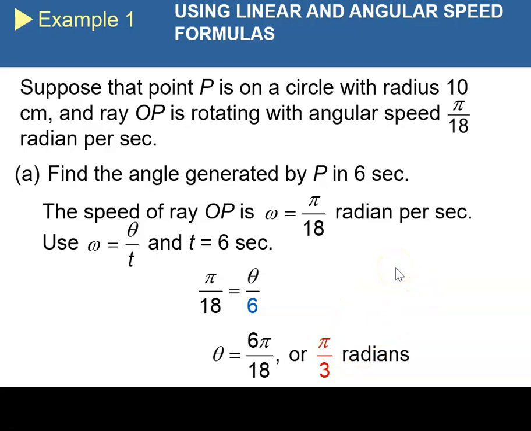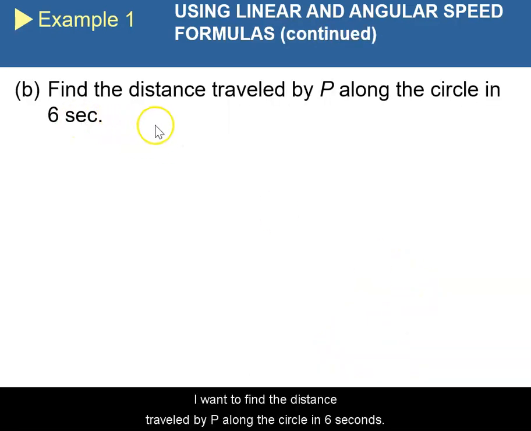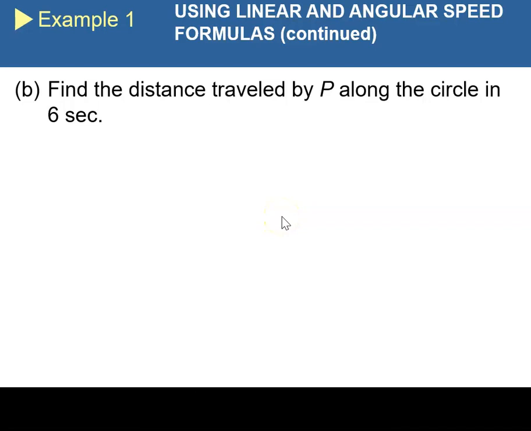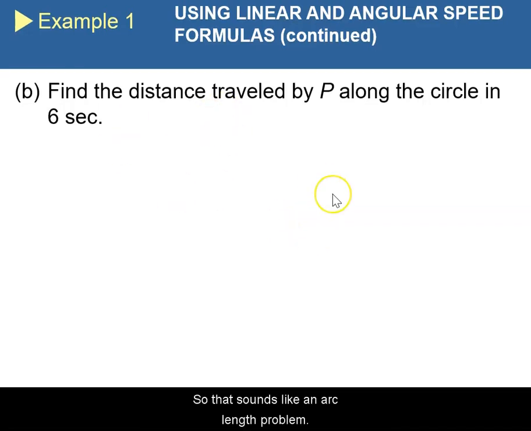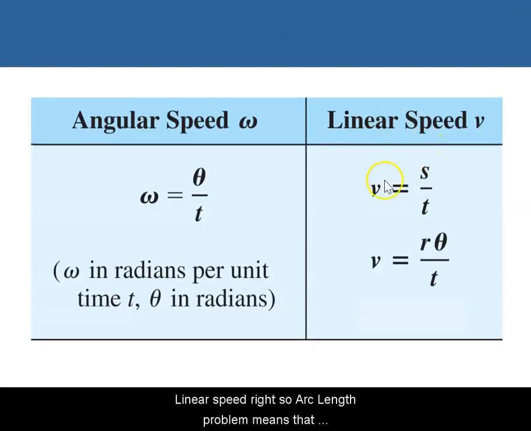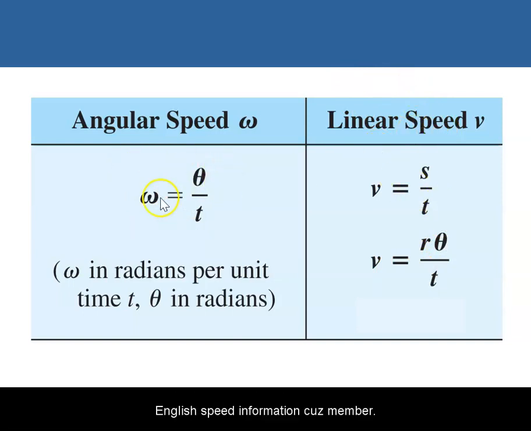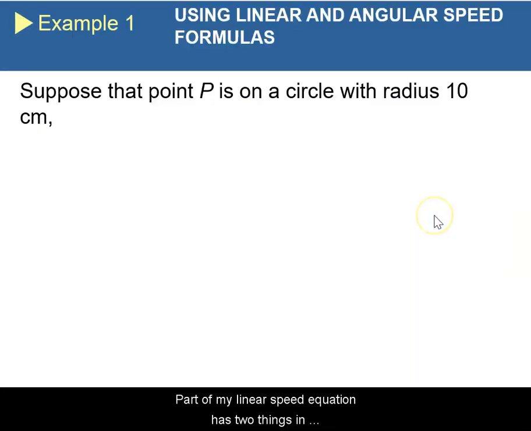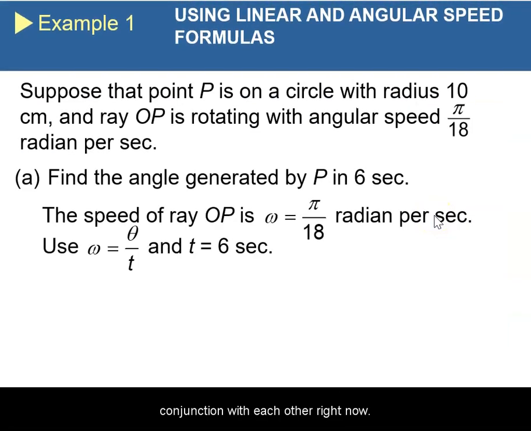Okay. So B, I want to find the distance traveled by P along the circle in 6 seconds. That sounds like an arc length problem, so I should use my linear speed, right? Arc length problem means that I'm now talking about linear speed. I can use my angular speed information, because remember, angular speed is part of my linear speed equation, right? So I can use those two things in conjunction with each other right now.